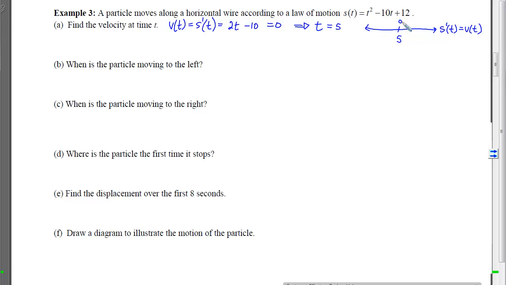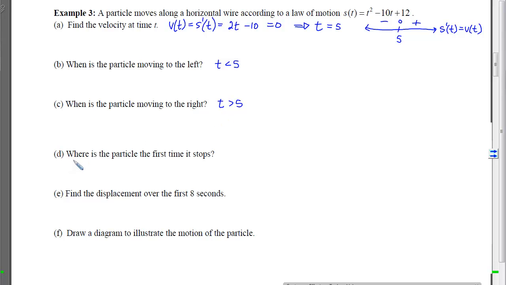So prior to 5, I have numbers that are smaller than 5, so that'd be like a 4. I end up with a negative number. And after 5, say at 6, I end up with a positive number. So I can see that prior to 5, I have a negative velocity, and after 5, I have a positive velocity. So the particle will move to the left as long as t is less than 5. The particle will move to the right as long as t is greater than 5.